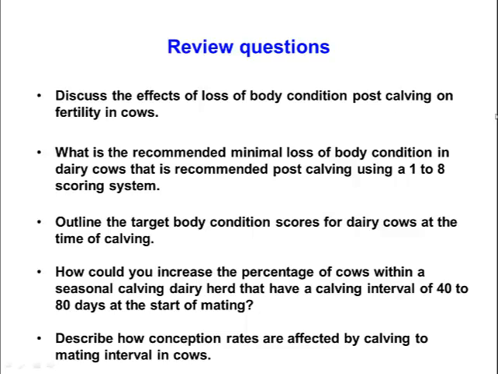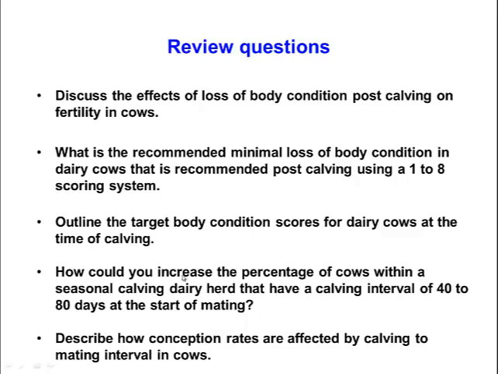The minimal loss in body condition in dairy cows that is recommended post-calving, using a 1 to 8 scoring system, is about half a body condition score. Officially it's less than 0.6, but that's a bit hard to remember, and half a body condition score is about right, and easier to remember. At the time of calving, cows should be somewhere between 4.5 and 5.5, preferably between 5 and 5.5 on a 1 to 8 scale.